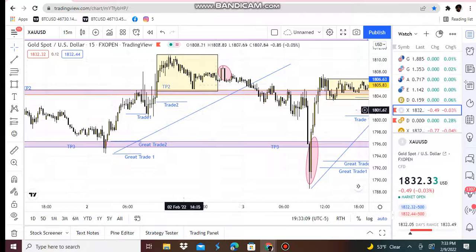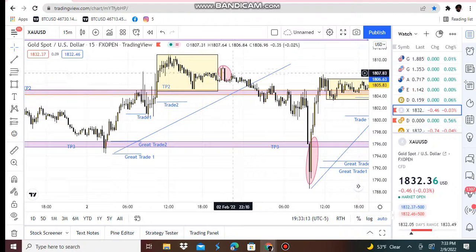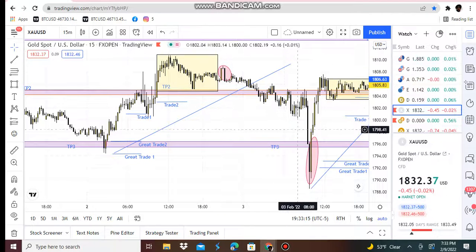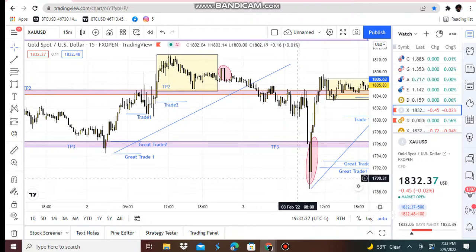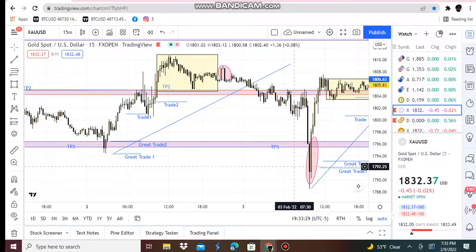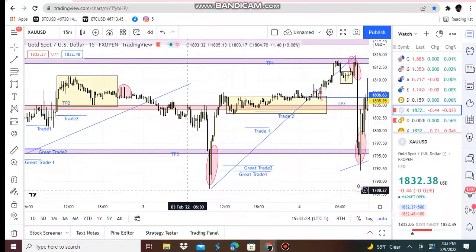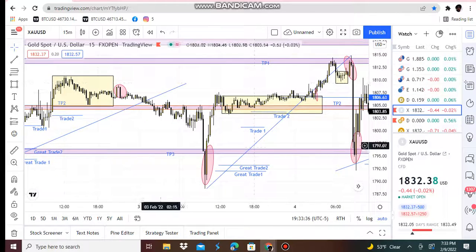Once price got to take profit 2, get out of the trade, as price will consolidate, show us some type of candlestick pattern, and break this trend line. If you didn't get out of this trade at trade 2 and trade 1, price headed all the way back down, past great trade 2 and great trade 1, and got you out of this trade. So you have to remain motivated and persistent even after you lose a trade, as you could have got back in the next day and rolled this all the way back to take profit 1.